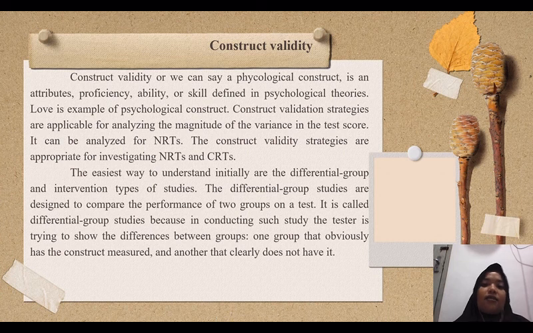The next is construct validity. A construct, or we can say a psychological construct, is an attribute, proficiency, ability, or skill defined in psychological theories. One of the examples of a psychological construct is love. Actually, we can analyze love and the feelings of people.